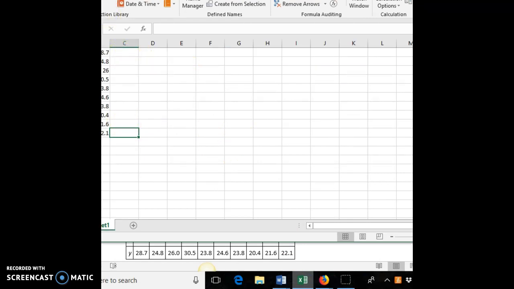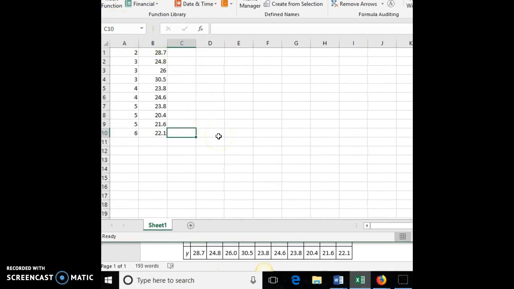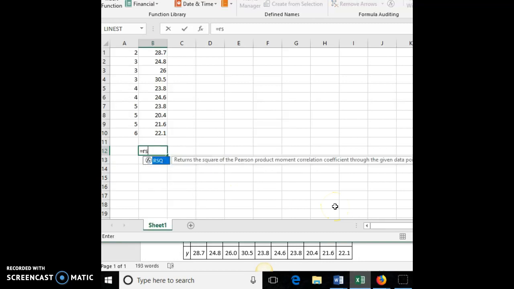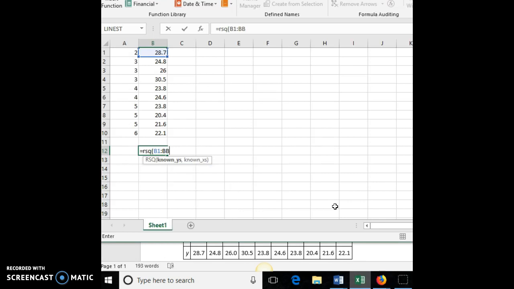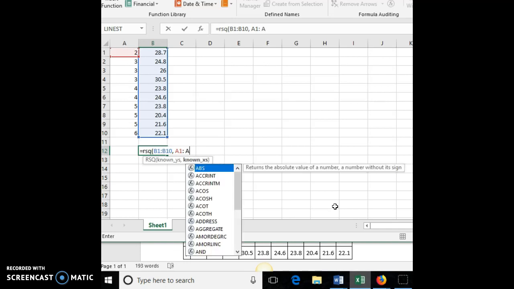So let me show you how I've moved the data into Excel, and recall that we used R squared to find our correlation coefficient. So our y's go first. In the case of correlation, it doesn't really make a whole lot of difference which one we put in first, but let's put in our y's. So our first one is in slot B1, and then our last one is B10. And then my x's is A1 position to A10.